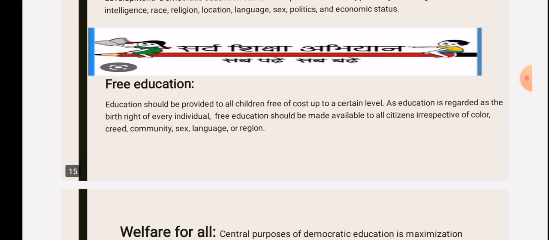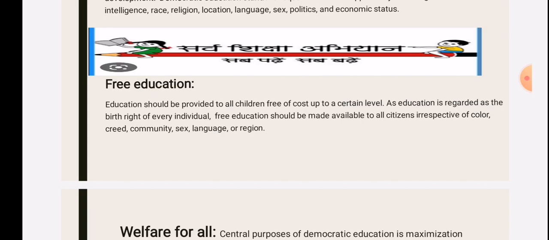The second principle is free education. Free education means the government should give education programs on a free basis. The government should not charge a single penny from students of a certain age. For example, our constitution states that students between 6 to 14 years of age should be given free education.